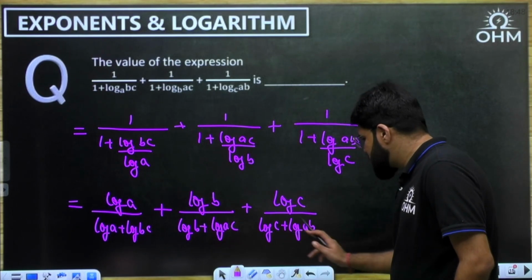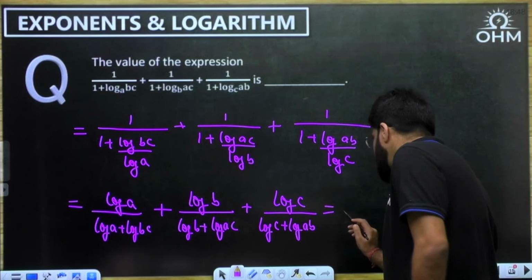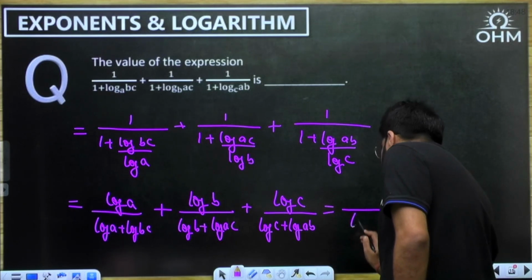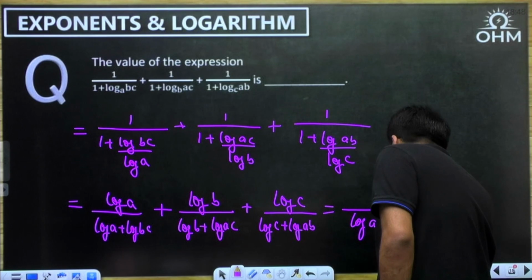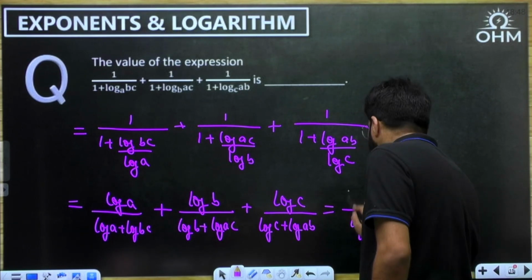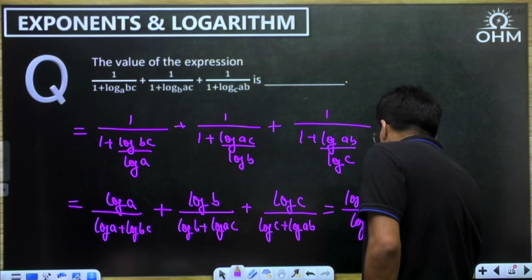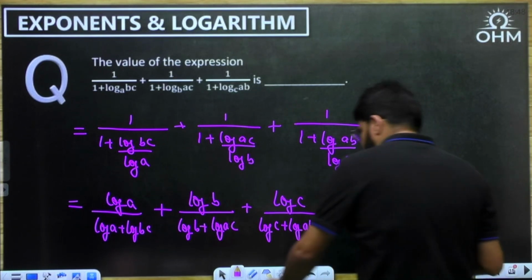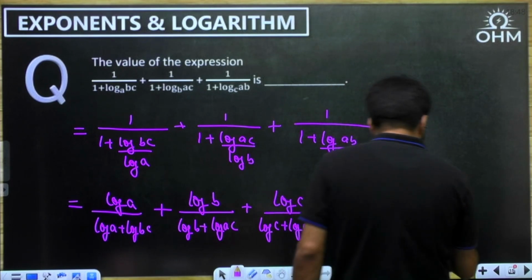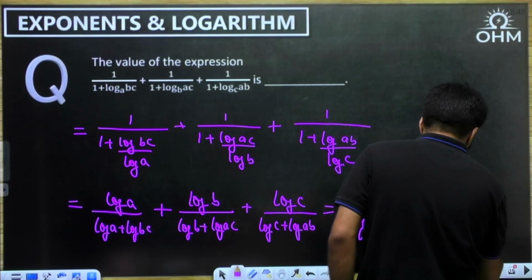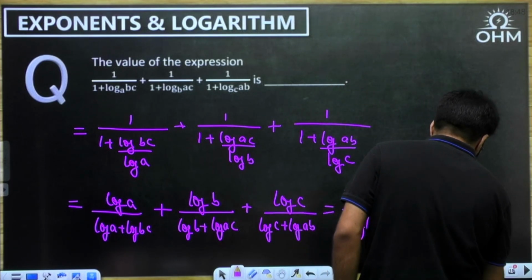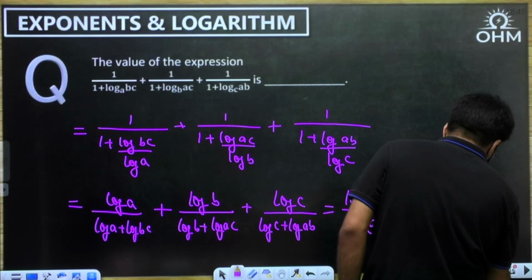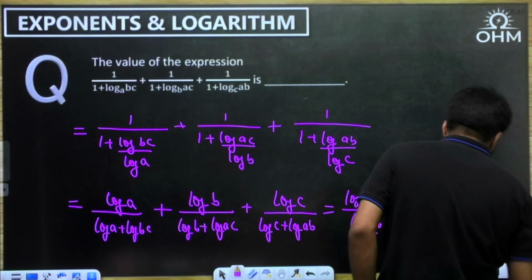Same out here, log C and log AB, the log ABC. Okay, so the denominator is common. That is log ABC. What about the numerator? Denominator common, the numerator will be added. But what is the numerator? Log A plus log B plus log C, which is again log ABC, divided by log ABC. Answer 1.